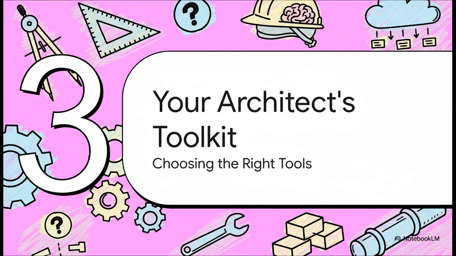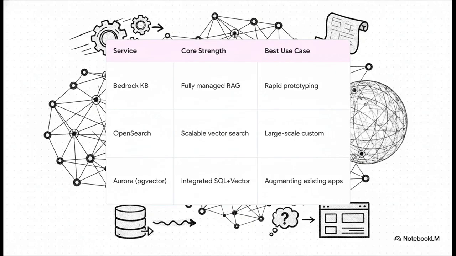Okay, so you get the theory now, but what do you actually use to build this thing? Let's open up the Architect's Toolkit and look at the services you can pick from to put your RAG pipeline together. You've got a few great options here, and it really depends on what you need. If you want to move fast and you just want a fully managed RAG service, something like Bedrock Knowledge Bases is going to be perfect for quick prototyping. Now, if you're building a huge, super custom deployment, OpenSearch Service is what you want for that massive scale and control. And what if you've already got an app running on a relational database? Well, then you can use something like Aurora with the PG Vector extension to add vector search right into what you already have. Super handy.